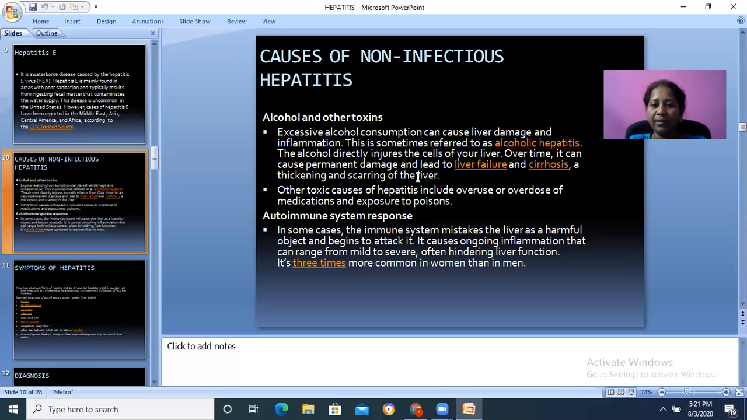the liver. Other toxic causes of hepatitis include overuse or overdose of medications and exposure to poisons.